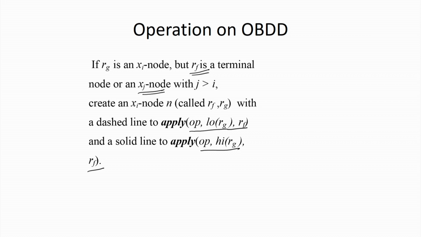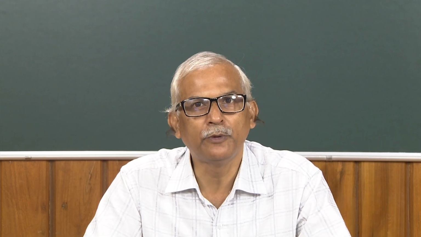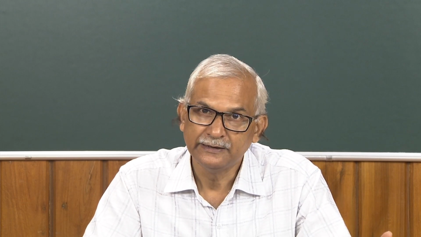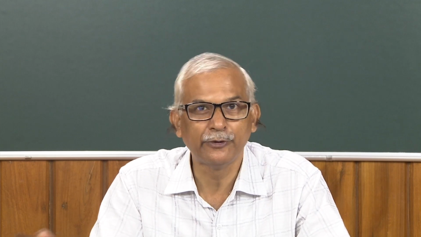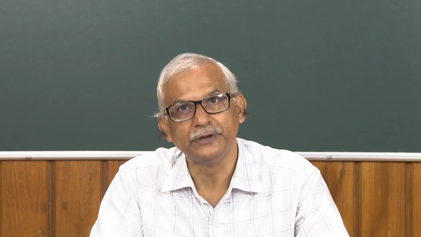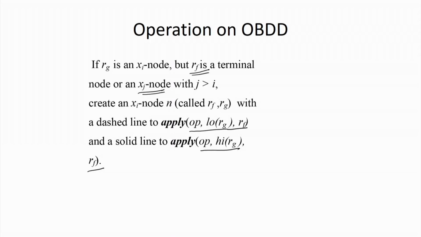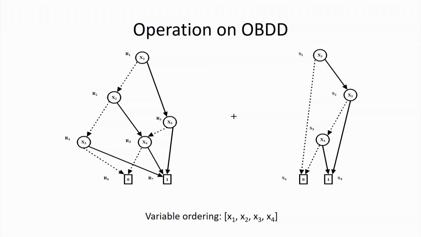So, if you see, we have taken care of all possible cases. One is if they are terminal nodes, fine. Secondly, they have the same Xi node. And third, one is an Xi node and the other may be an Xj node or a terminal node. These are the possibilities we have when we construct the BDDs while applying this apply method.